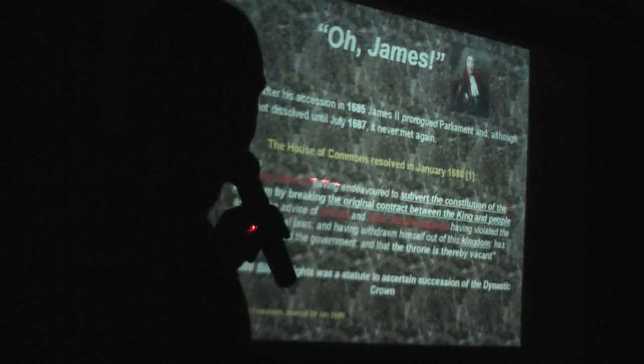And it says, quote, the King James II, having endeavoured to subvert the constitution of the kingdom, which then was common law, by breaking the original contract between the king and the people, and by the advice of Jesuits and other wicked corporations, having violated the fundamental laws and having withdrawn himself out of this kingdom, which it was at the time, has abdicated the government and the throne is thereby vacant.